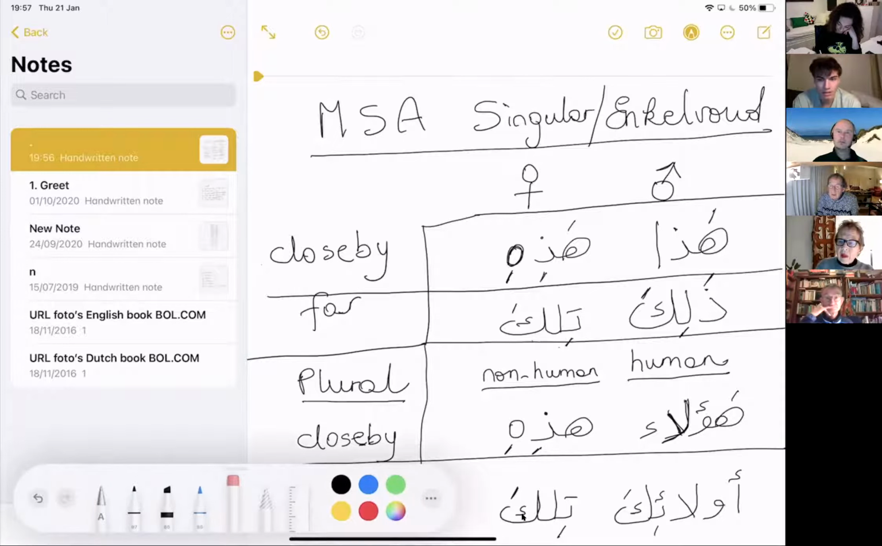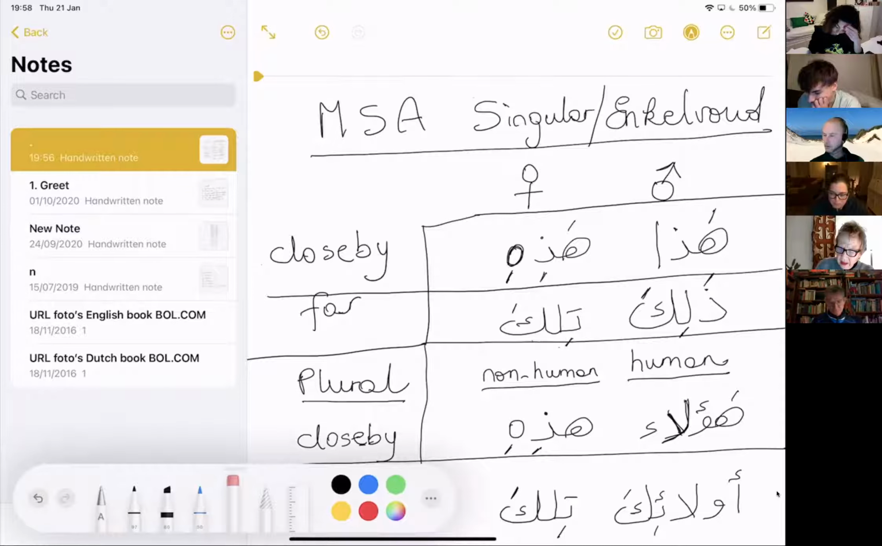Can you pronounce one more time human close by? هؤلاء. You have two hamzas, so two stops in this word: هؤلاء. And the last one, أولئك. أولئك. أولئك.